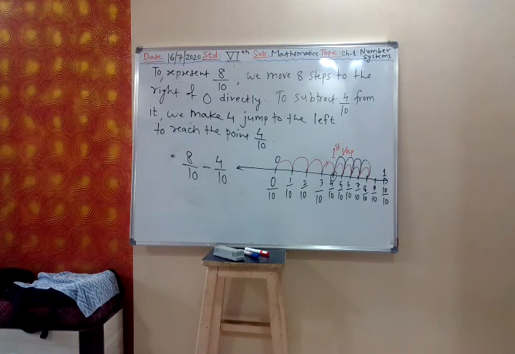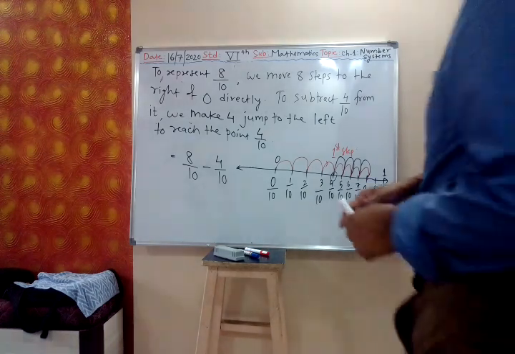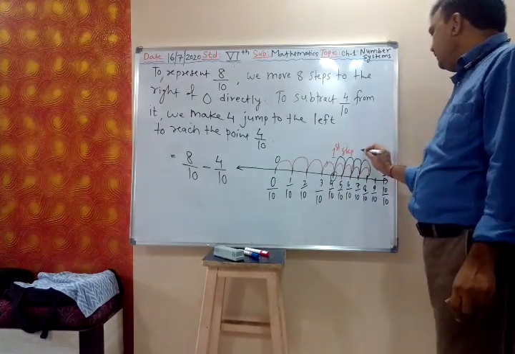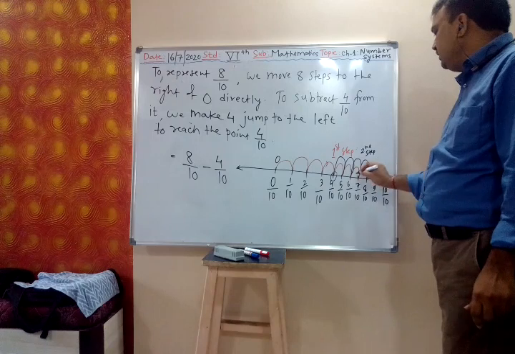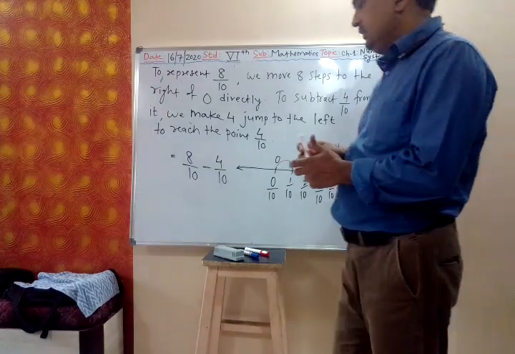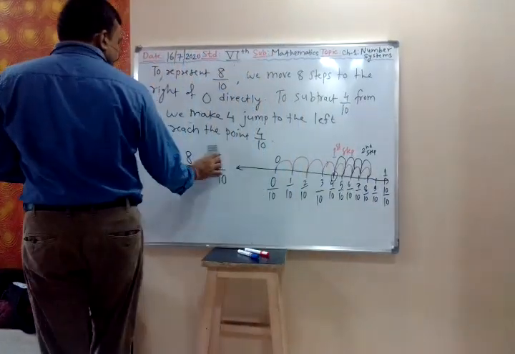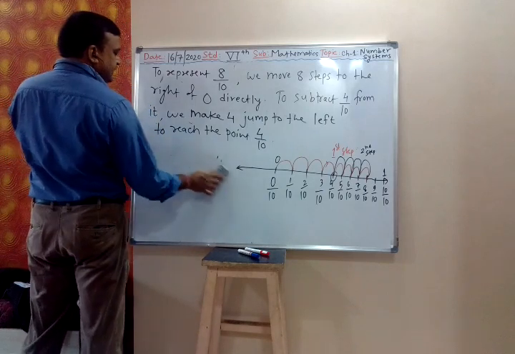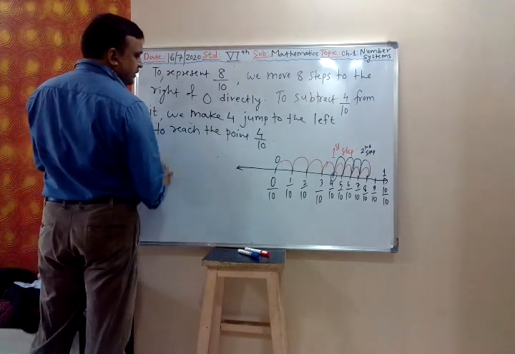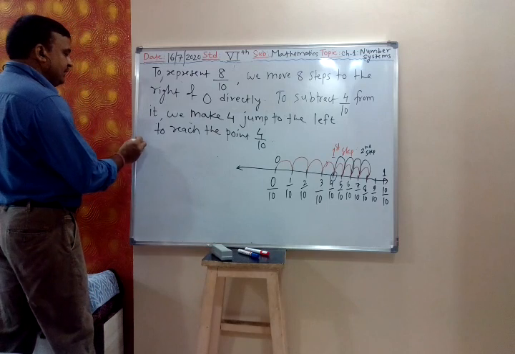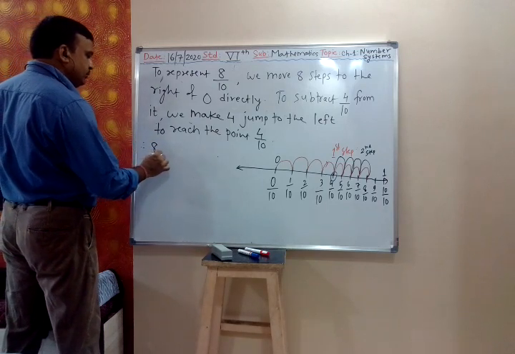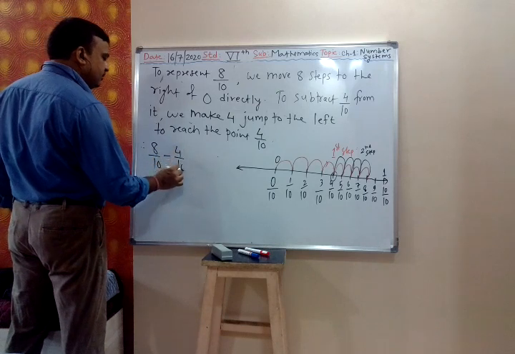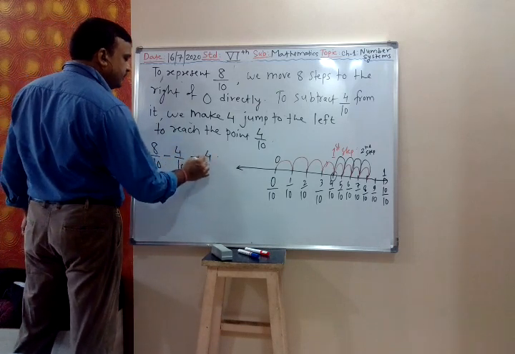This black one is the second step. You can show downward, no problem. So we reach the point 4 upon 10. So finally we write: 8 upon 10 minus 4 upon 10 is 4 upon 10.